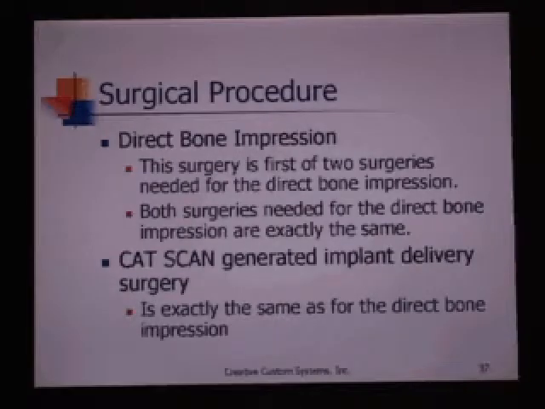The surgical procedure. The direct bone impression. This surgery is the first of 2 surgeries needed for a direct bone impression. Both surgeries needed for the direct bone impression are exactly the same. CAT scan generated implant delivery surgery is exactly the same as for the direct bone impression.